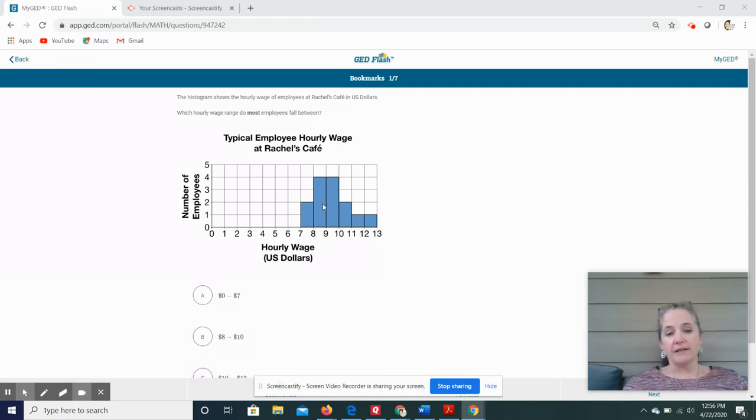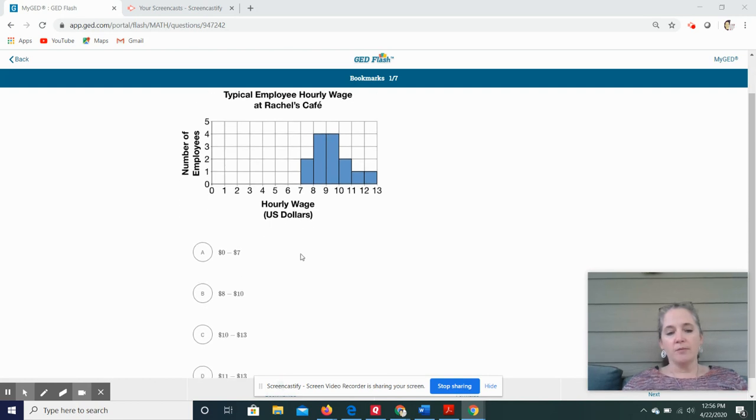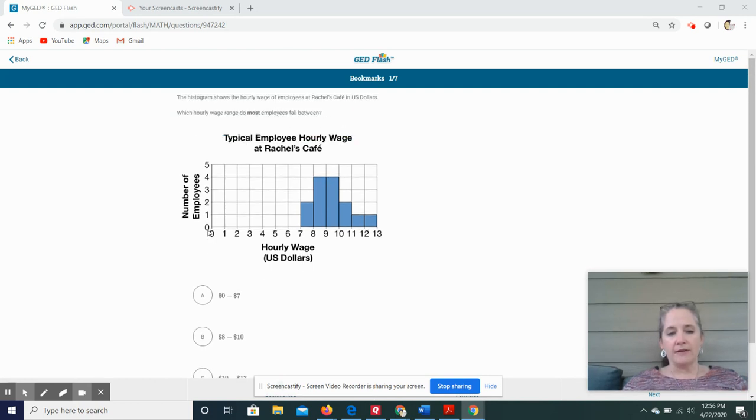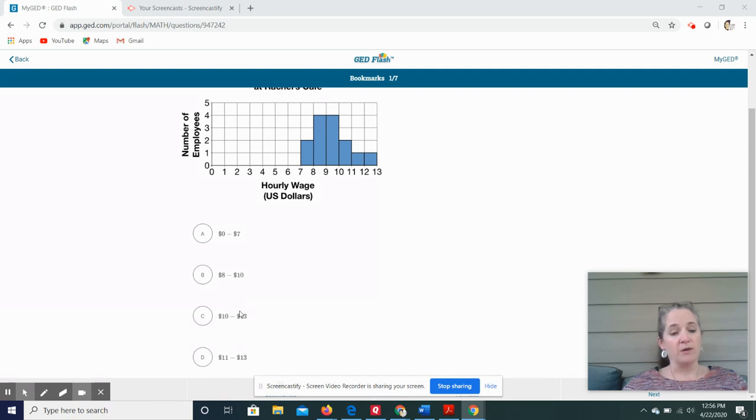So when I look at this, I see most of them are in this area, but they don't really list it by 1 hour increments. So they do this one that's from 0 to 7. There are none in that range. Then they do 8 to 10, which would be from here to here, and there are 4 and 4, so 8 employees in that range. That's probably going to be the right one.